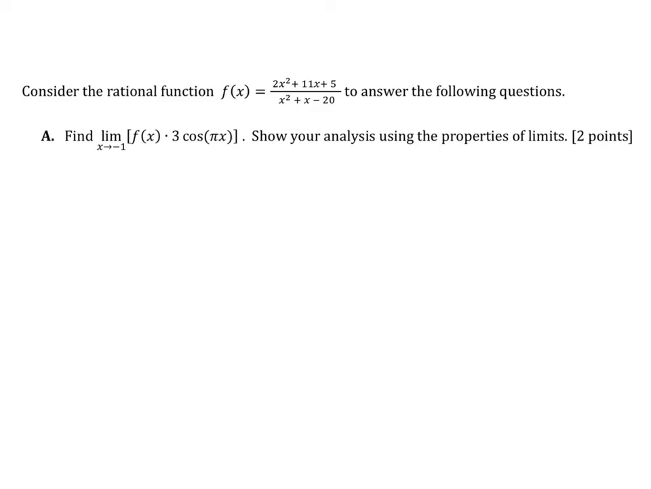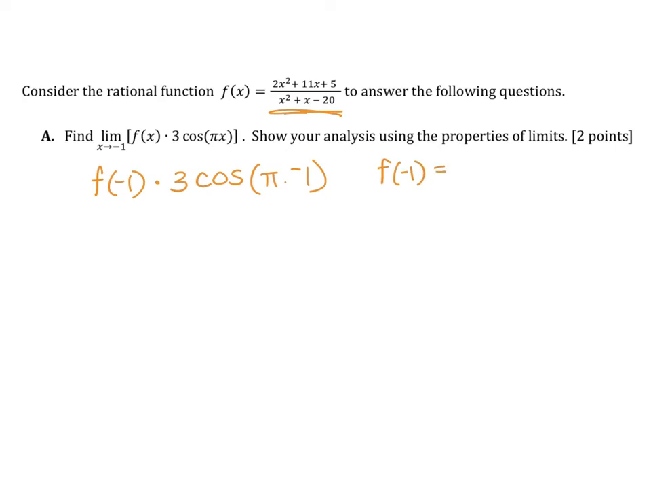All right, our free response question. The first thing we needed to do was to find this limit, and we had to show our work. And so really all we're doing is subbing in that -1. So we need to look at f at -1 times 3 cosine of pi times -1. So over here to the side, we've got to go find f at -1.